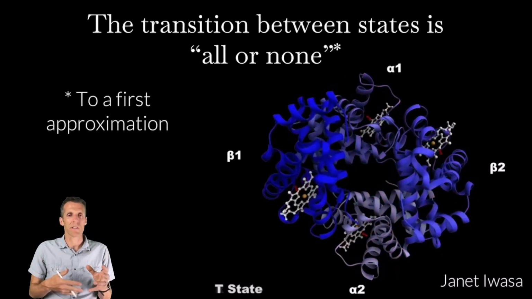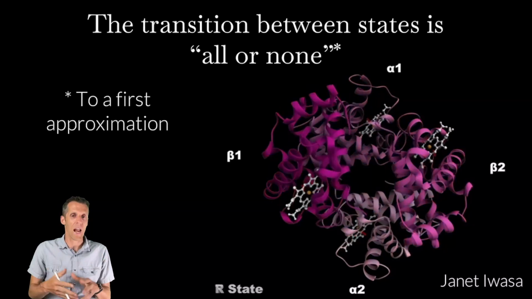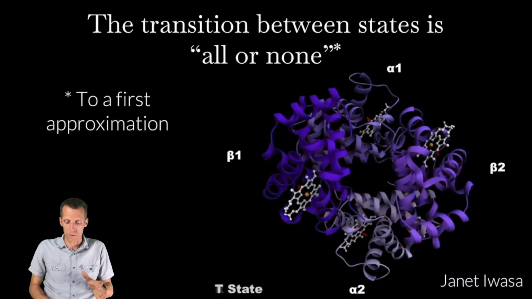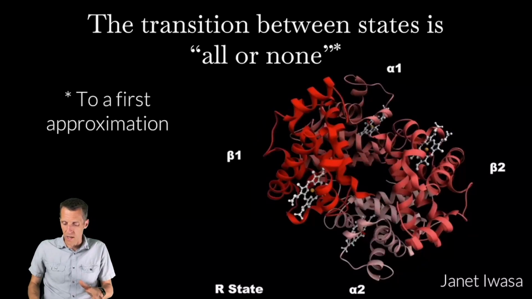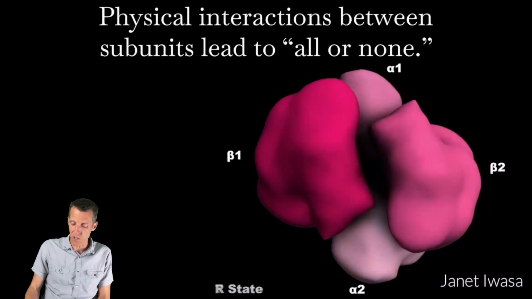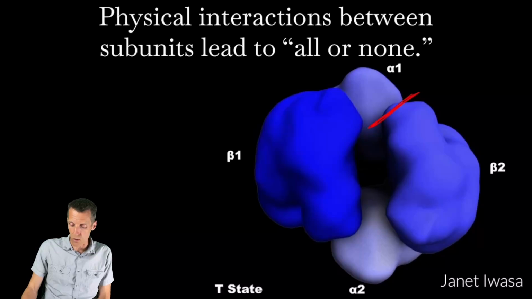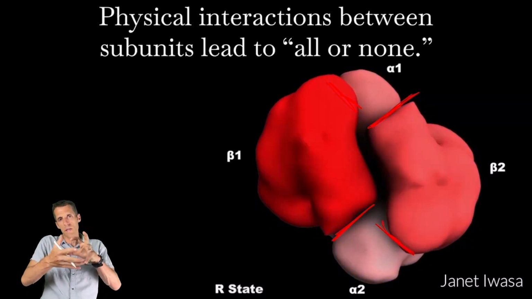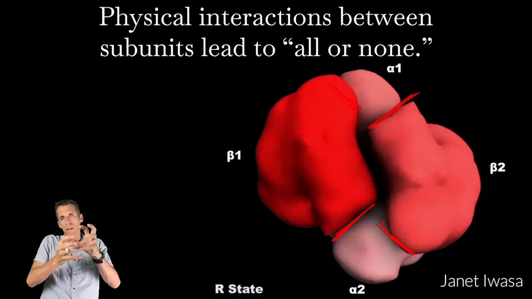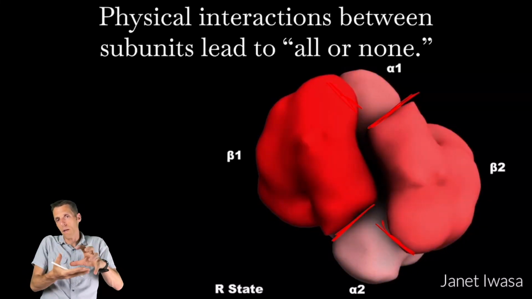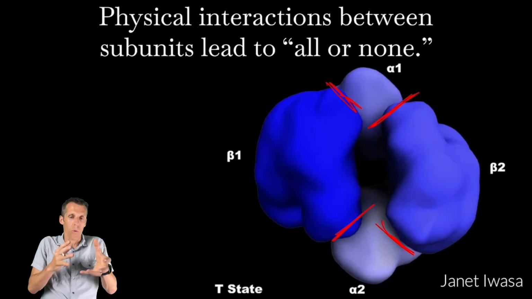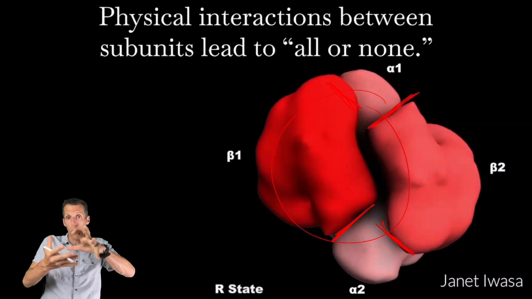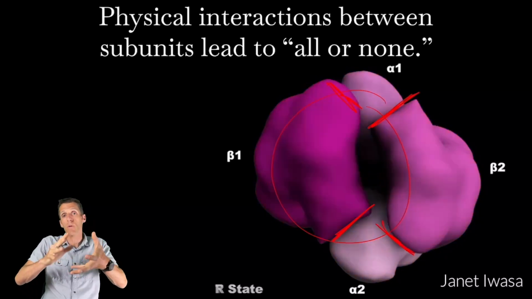And this is an approximation. There are some subtle differences that happen here, but it's a good starting point to understand how the systems work, to imagine that it really is going from all R to all T. This is enforced by physical interactions between the subunits. Each of these interactions, now drawn as a surface, has amino acids that are grinding against each other or interacting with each other, which makes it so that if you're in one form at one subunit, it drags the other form into it. And because this is a ring, the whole thing has to move as a unit to keep those interactions satisfied.